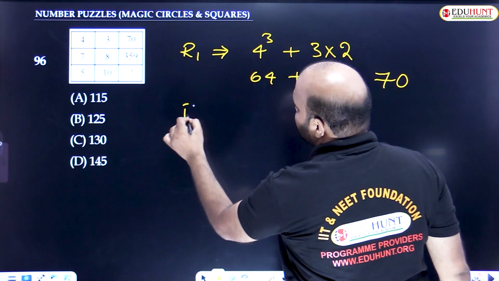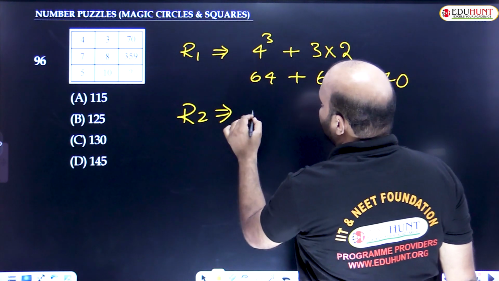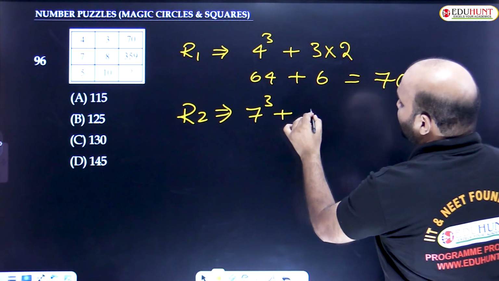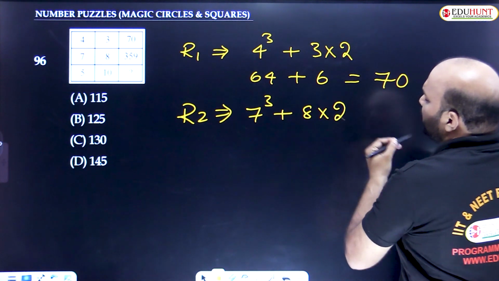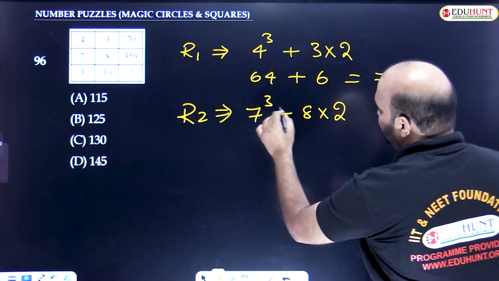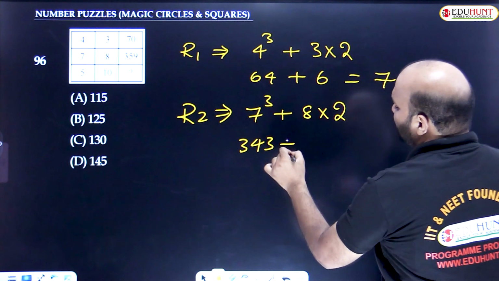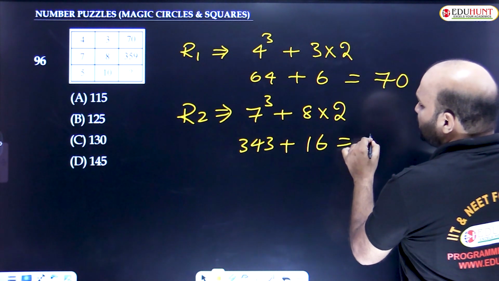The same logic applies to the second row. So, for the first number you should maintain the cubic value, and for the second number, double of the second number. So, we have added these two numbers. 7 cube value 343 plus 8 twos is 16. What is the total? 359.